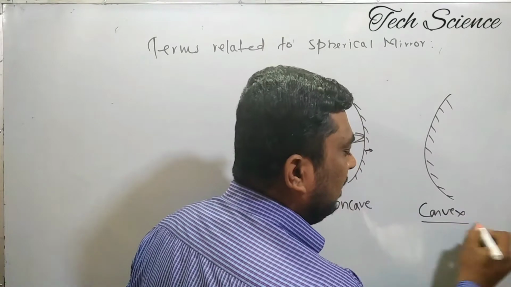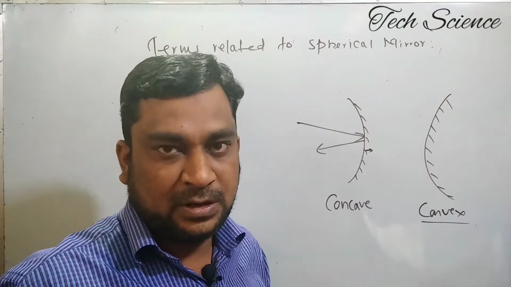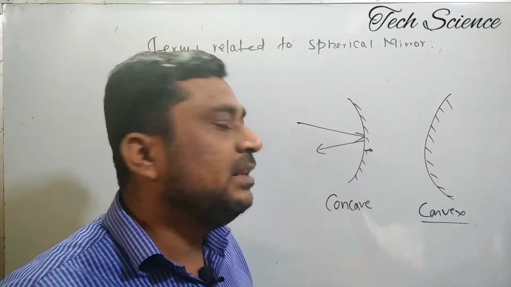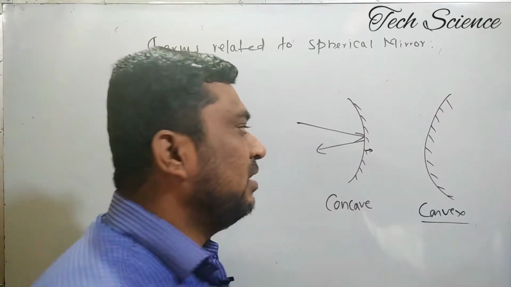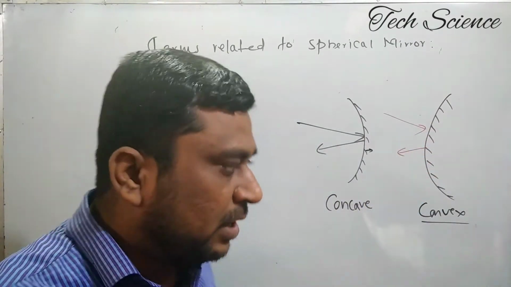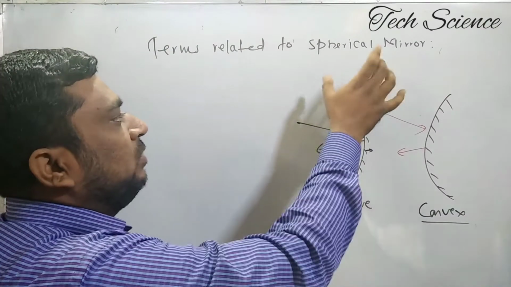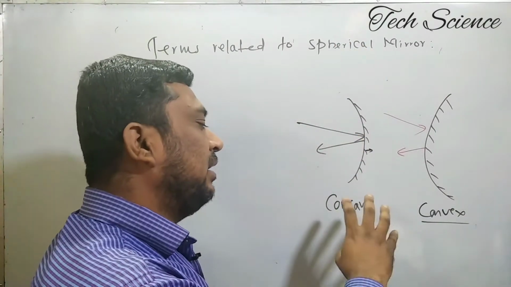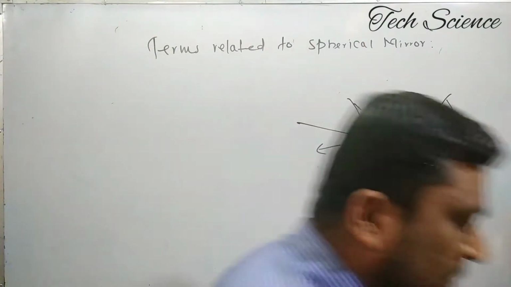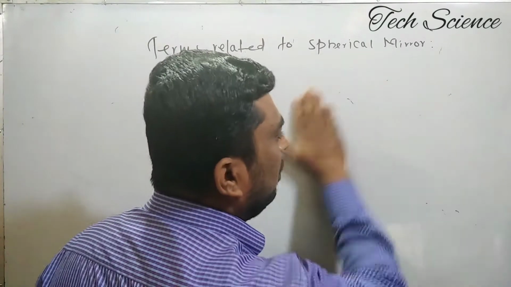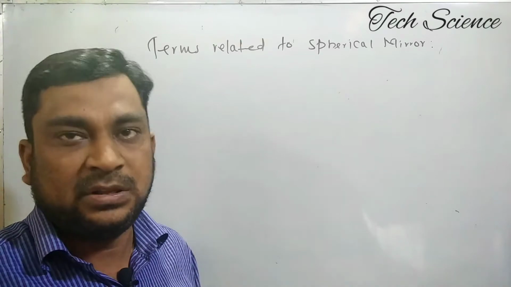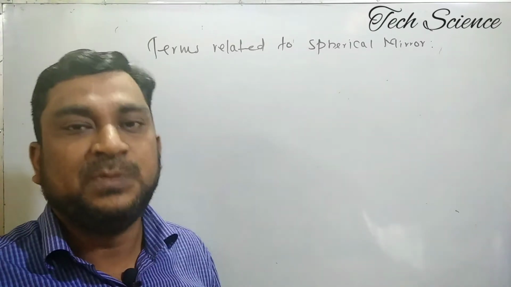What about convex mirror? The convex mirror is completely opposite to the concave mirror. Here the outer side is used as a reflecting surface and the inner side is polished, where the light rays are incident on the outer side and reflected back. The terms related to the spherical mirror are applicable for both. It may be concave, it may be convex, you can take any of these. Now it's time to discuss the terms related to the concave mirror or the convex mirror, also called the spherical mirror.